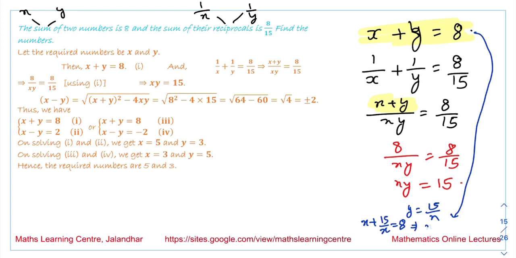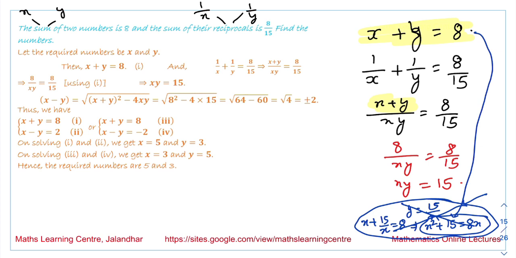On solving this, we will get x square plus 15 is equal to 8x. So this is a quadratic equation and we will see how we can solve it. We are not using this procedure right now. This is also a correct procedure, but we will see the solution of quadratic equations in our next chapter.